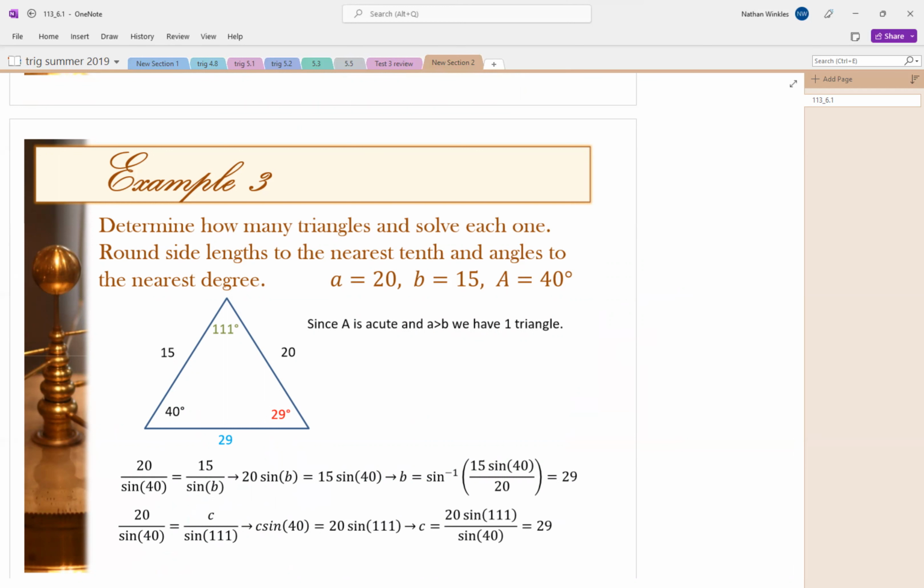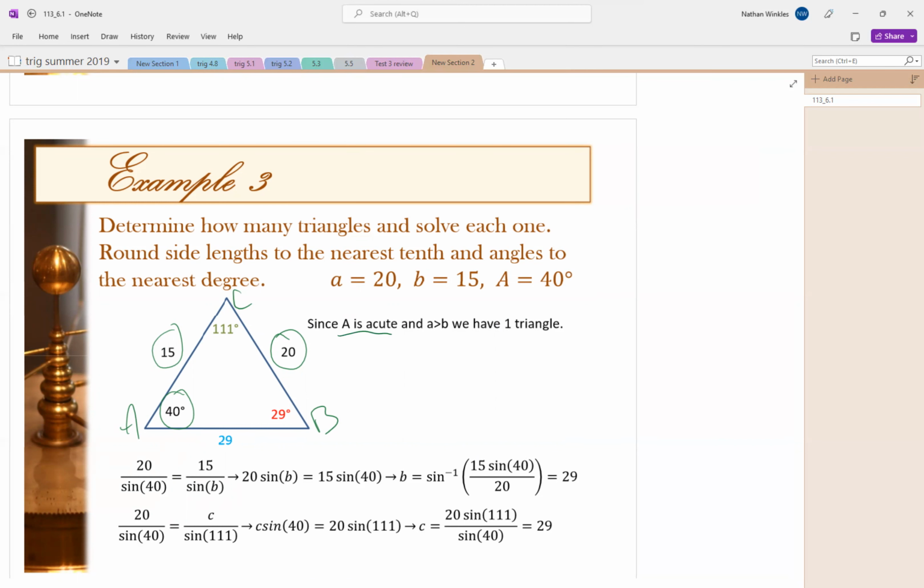So we're given a = 20. We're given this, this, and this. In this case, angle A is acute. This is angle A, this is angle B, and this is angle C. We're told that angle A is 40 degrees, side b is 15, and side a is 20.